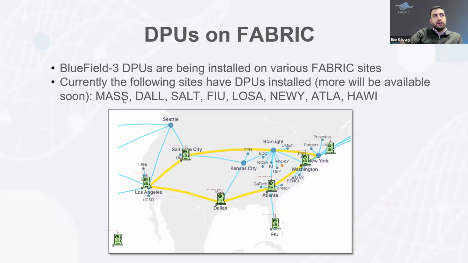So we deployed Bluefield 3 DPUs on Fabric. Recently, NVIDIA announced that there's the Bluefield 4 that's going to be available next year. But it's similar to the Bluefield 3, with a little bit more processing cores and resources on it. These are some of the sites that already have DPUs installed. This is not the latest version. There are some additional sites that are now including Bluefield 3, but those are tested, and if you have the permission on your project on Fabric, you can go ahead and try to start playing with those DPUs.